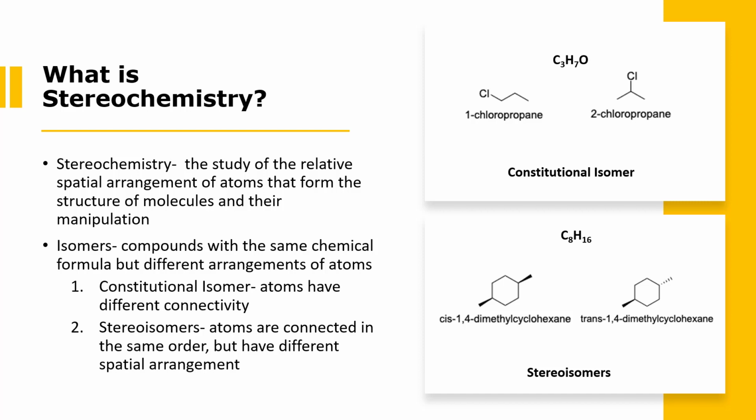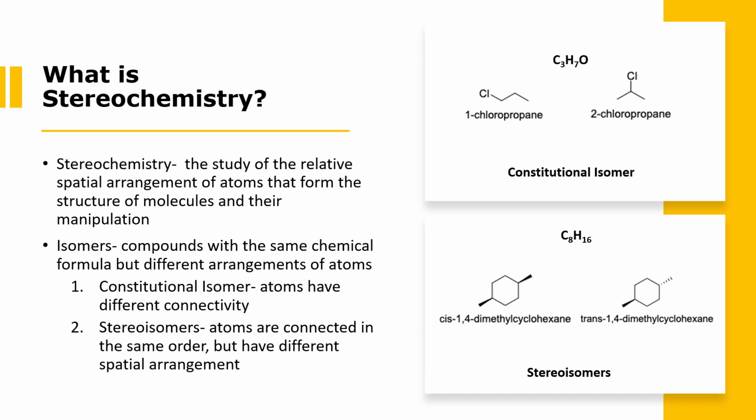For 1-chloropropane, the chlorine is connected to the first carbon. For 2-chloropropane, the chlorine is connected to the middle carbon. Hence, they are constitutional isomers. Stereoisomers have the same connectivity but different spatial arrangement.